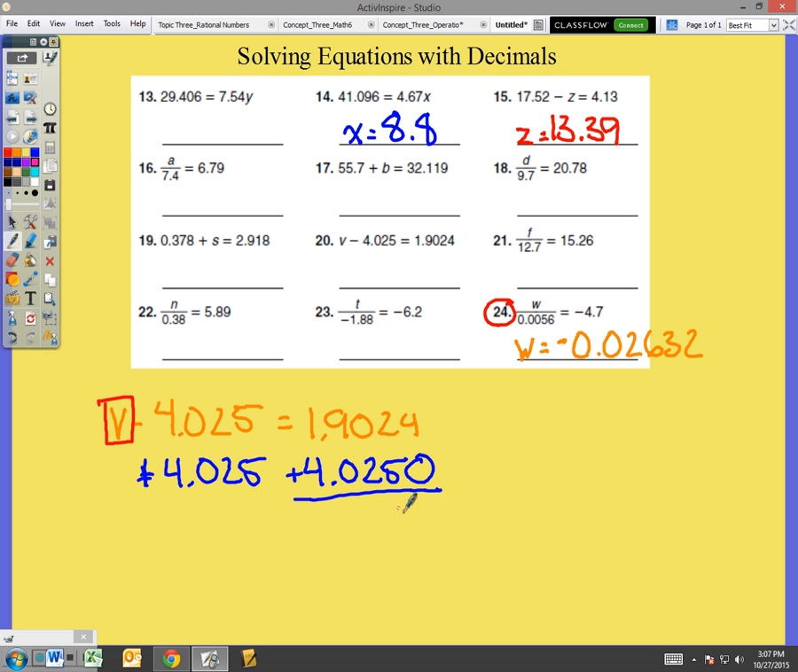We'll go here. We have 4 plus 0 is 4. 5 plus 2 is 7. 2 plus 0 is 2. 9 plus 0 is 9. That is 5. That would be gone. So v is equal to 5 and 9,274 10,000ths.